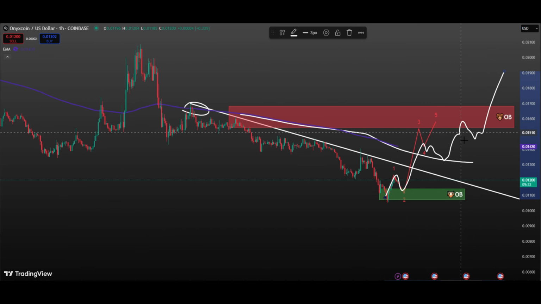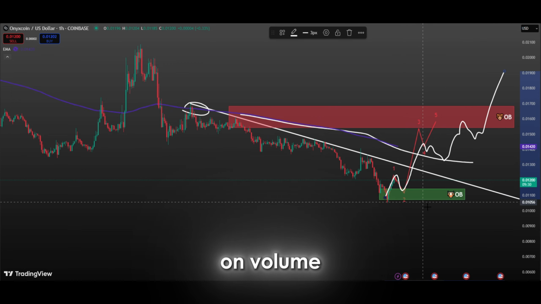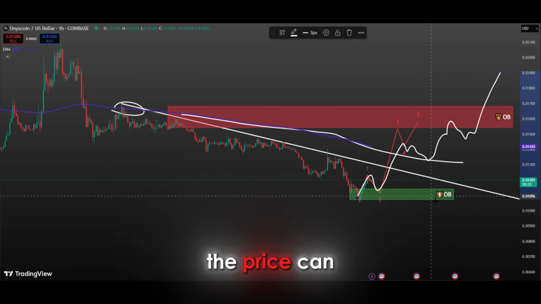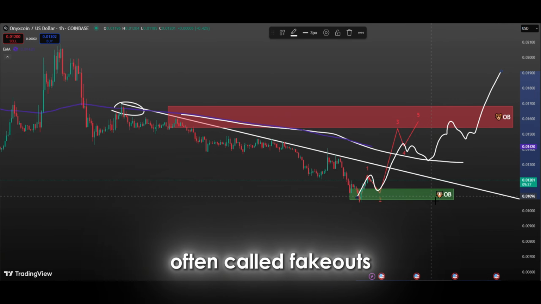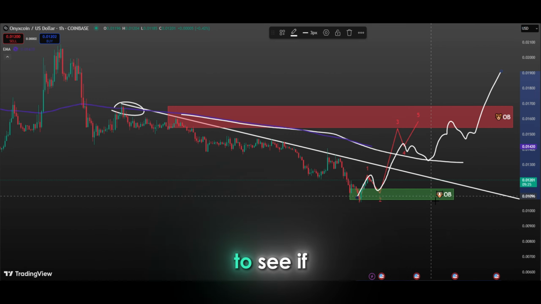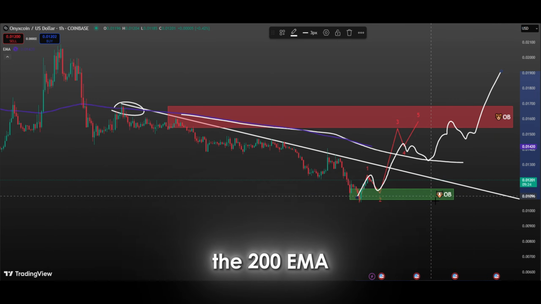For this to happen, the price first needs to break the 200 EMA on volume and sustain above this level. This is because sometimes the price can move above the 200 EMA and then move back below it shortly after. Such movements are often called fakeouts and can be misleading. So, it's important to see a few candle closes above the 200 EMA to see if the price is really making an upside breakout. And when the price breaks above the 200 EMA, we may see a long-term bullish breakout.